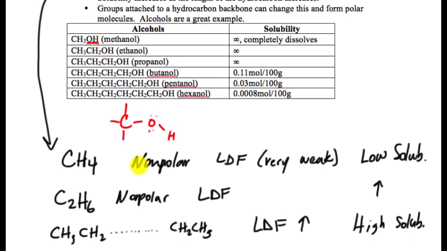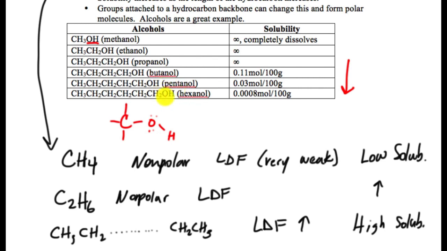Now here's the opposite, right? Over here I said that as the chain got larger, solubility got larger. So the longer the chain, the higher the solubility. Over here, as the chain gets longer, our solubility is going to start to go down. We're going to have a decrease in solubility. What's making this dissolve in water? It's the OH, that alcohol group that's on the hydrocarbon.